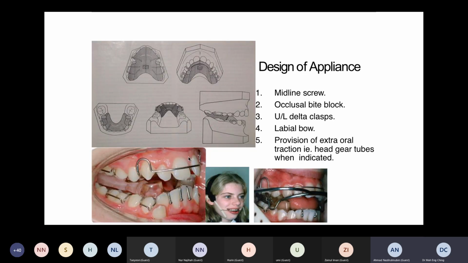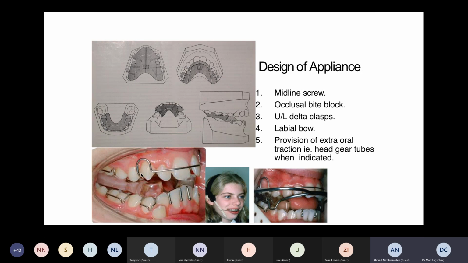So the design of the appliance, this is the original design. We have the midline screw, which is for the expansion of the upper maxilla. Then we have the upper and lower delta clasps. Then we have the labial bow. Then provisions for extraoral traction. Sometimes the upper maxilla is a bit too long, so we can put on a headgear to pull the maxilla back. So there is a provision for extraoral traction.